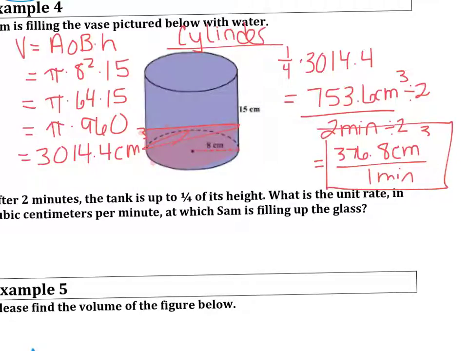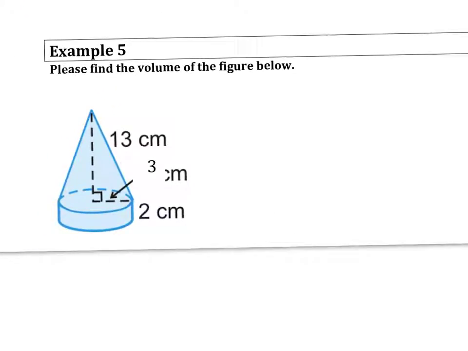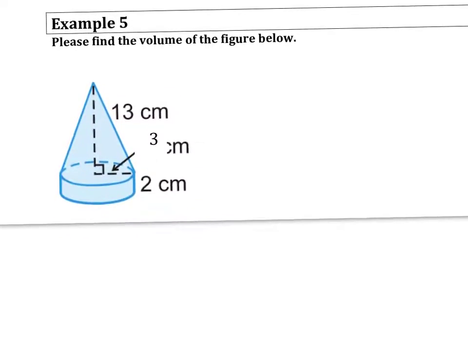Okay, last one we're going to take a look at today. It says find the volume of this figure. So this figure is actually made up of a cone on top of a small cylinder. So both the cone and the cylinder share a base, and the base is this circular piece right in the center.